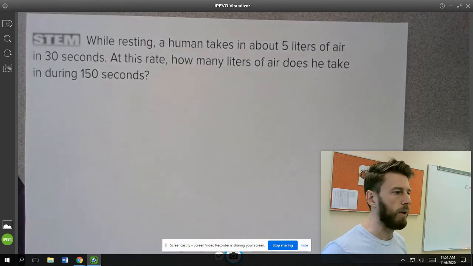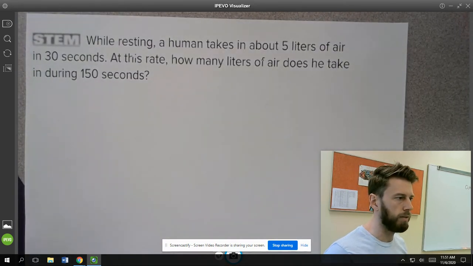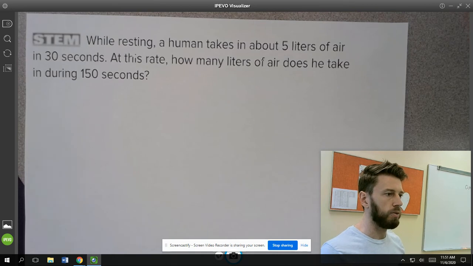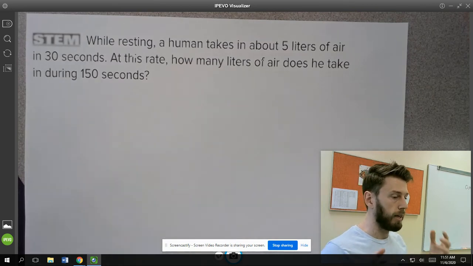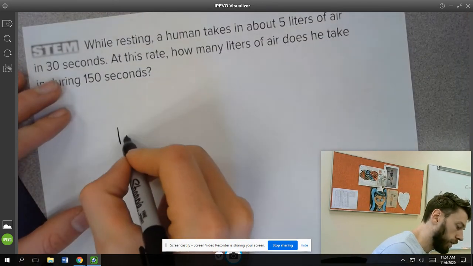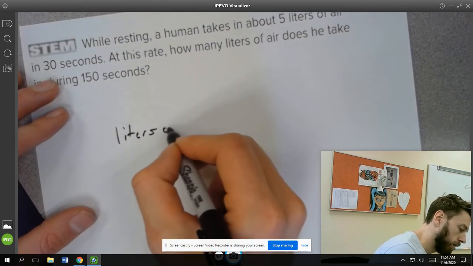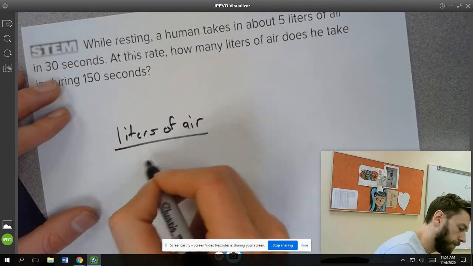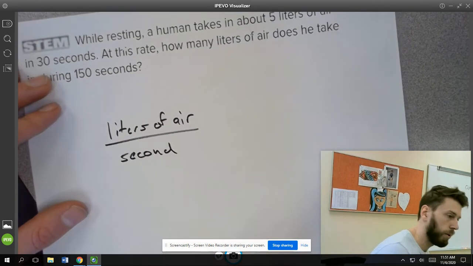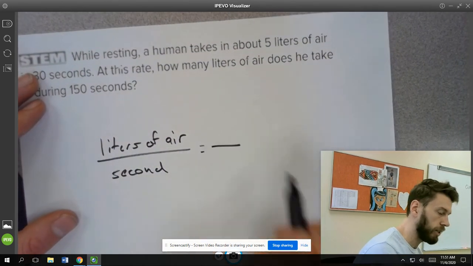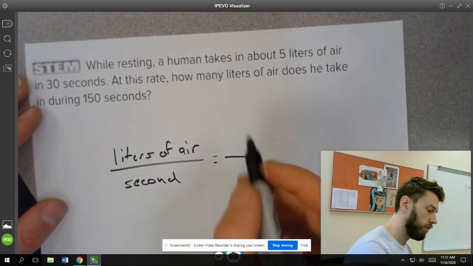The next one. While resting, the human takes in about 5 liters of air in 30 seconds. At this rate, how many liters of air does it take in 150 seconds? So we're talking about air in seconds, right? Let's go liters of air. On the bottom, we'll put seconds. So let's go ahead and write down the ratio that we know, right? 5 liters of air in 30 seconds.